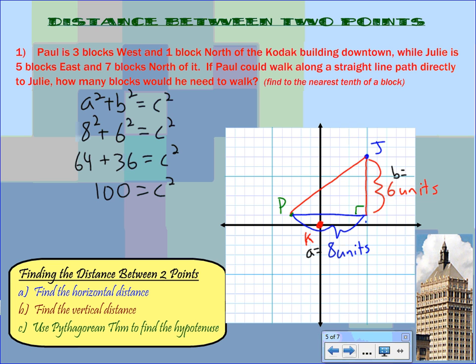Equals c squared. And now, of course, to find c, we square root both sides. The opposite of squaring is, of course, square rooting. So I square root both sides. We end up with c equals square root of 100, which would be 10. And again, normally plus or minus, but in this case, we're talking about a distance, so our positive value is good. So this would be 10 blocks for Paul to walk if he could walk through buildings.